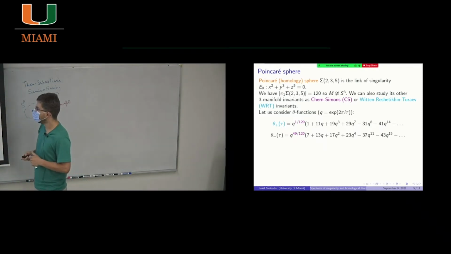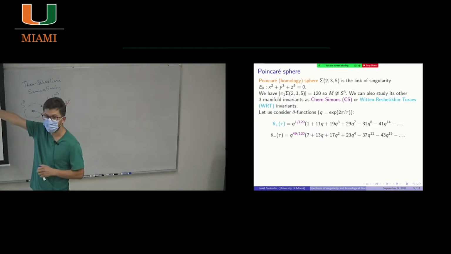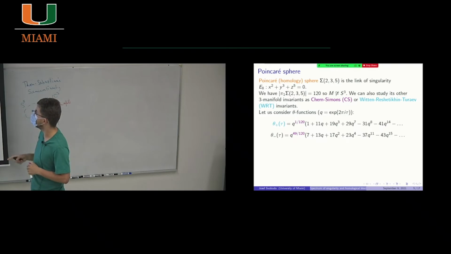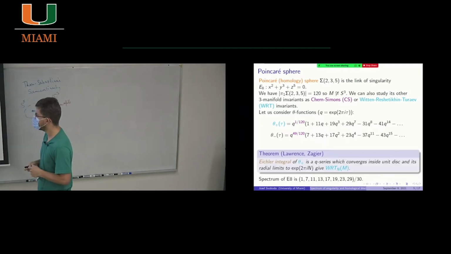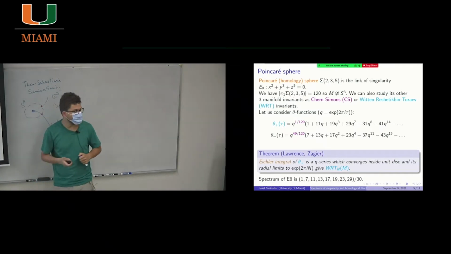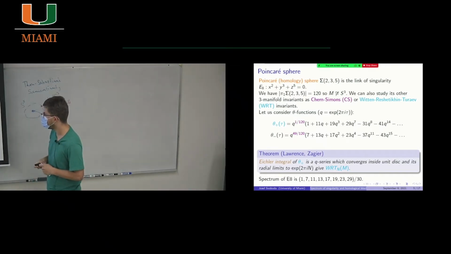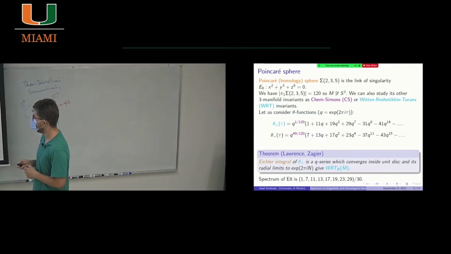But there are these violet numbers, which are actually the Chern-Simons invariants of these three manifolds. And this theta plus is related to the Witten-Reshetikhin-Turaev invariant. I'm sorry that I won't define it for you, but this is the work of Lawrence and Zagier from, I think, 1999 or 98.